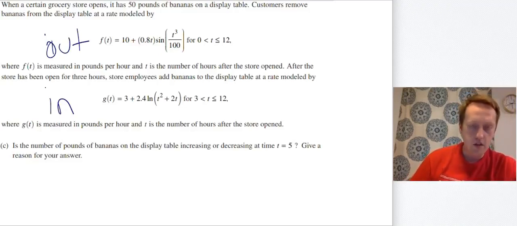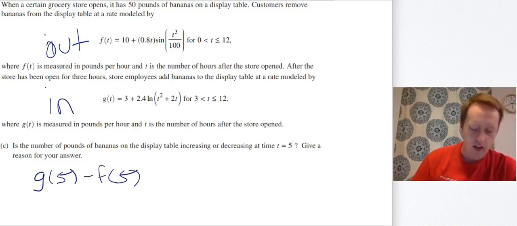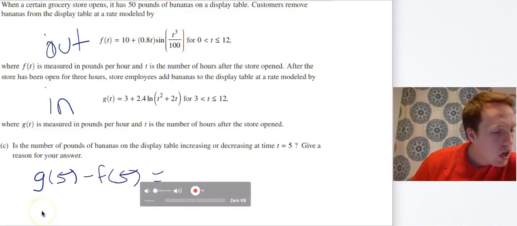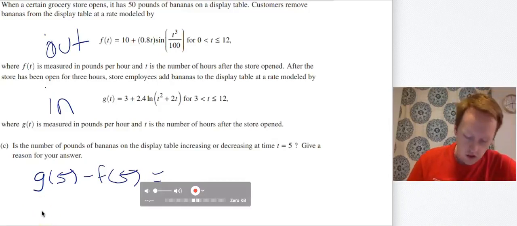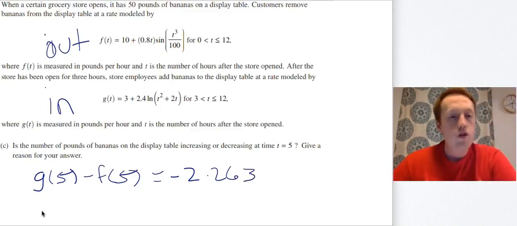So what I need to do is find g of 5 and subtract from it f of 5. When you do that, remember going into the calculator, you're going to end up getting negative 2.263. So now based on that, I know that this system is decreasing. The number of pounds of bananas on the display table is decreasing.